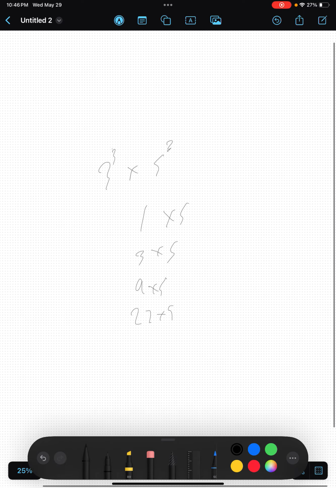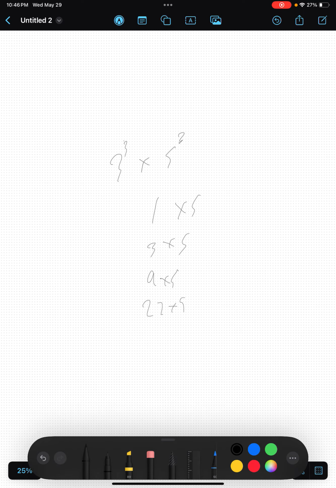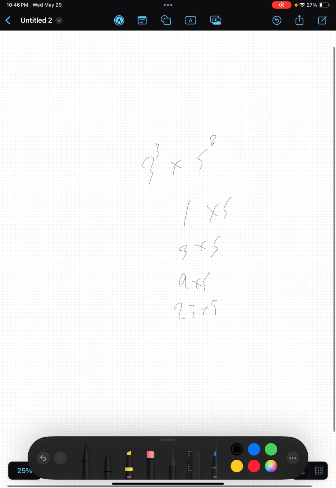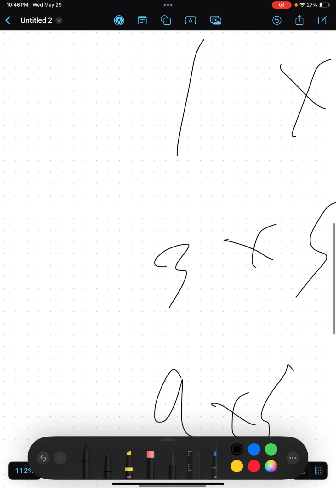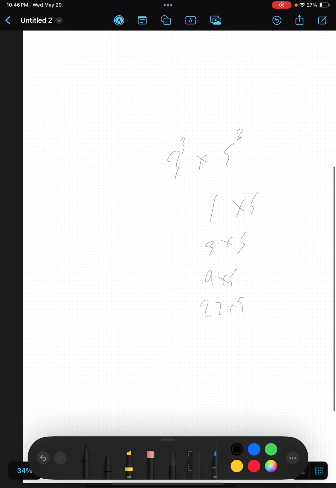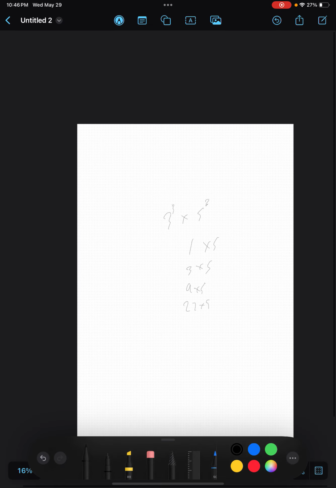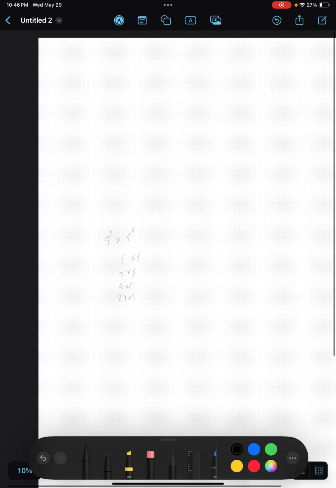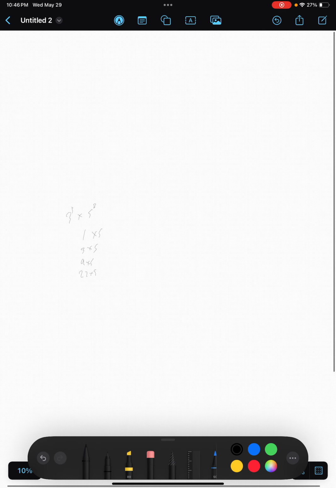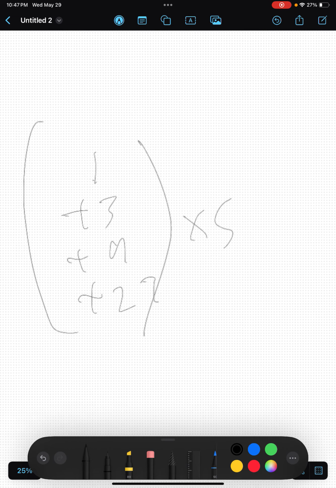Okay, now what you're going to notice is that they all share the same factor, right? And what's important about that is just that, since they all share the same factor, we can just add them up. So 1 plus 3 plus 9 plus 27, times 5. Okay, now what's that going to be equal to?